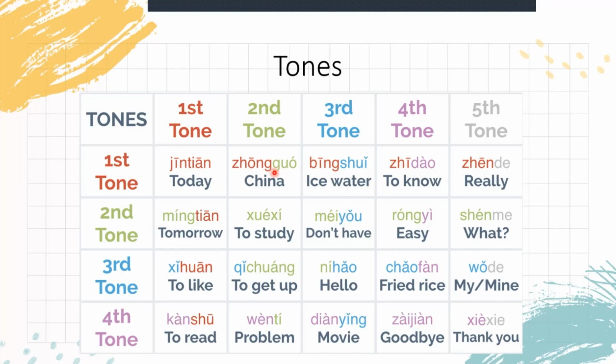What is 中国? 中国 means China. Okay, 中 itself means middle. 国 means country. So 中国 combined together is China. Now come to another one. So look at here. The third one is 冰水.